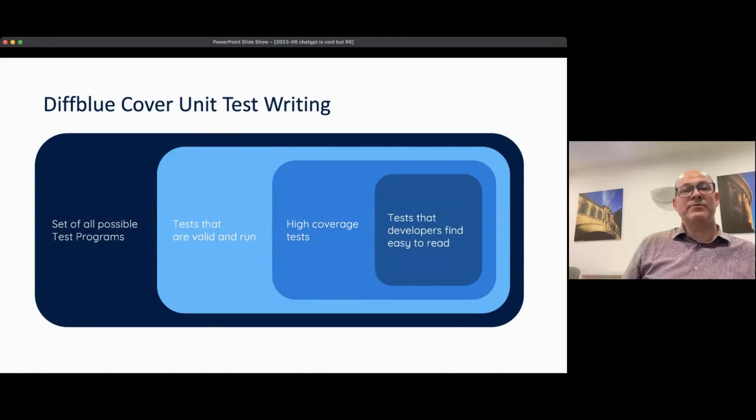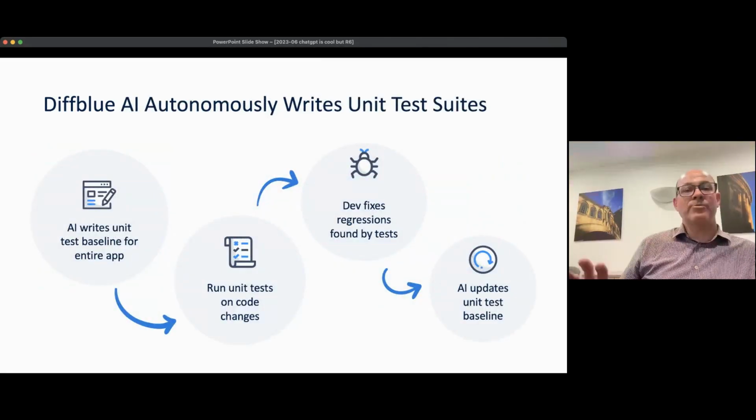When we at Diffblue do test writing, we've been using the same approach since 2019, and essentially we're doing the same thing. We're conducting a search. You can think about it as the set of all possible unit tests for a particular method. We want tests that are valid and run, get high coverage, and that developers find easy to read, because developers obviously have to look at the code. When a test fails, they need to very quickly look at the code, understand what it does, and figure out what to do. The way our product works is that we can write a unit test baseline for the entire application. We can use that reinforcement learning approach to write tests for the entire application completely autonomously. I'll get into how we do that in a second.